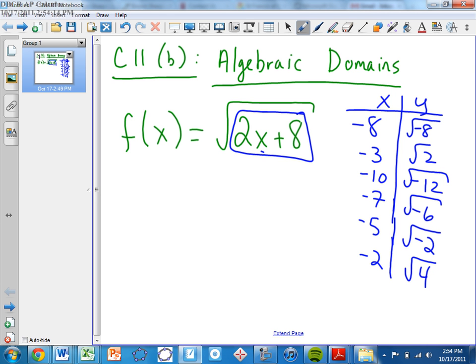Now, what's going on here? We're picking random points, aren't we? We don't want to pick random points in math. It's going to take us forever to do this. So we have to come up with a way to think about how we can find all the values that do work. Let's talk about this for a second.